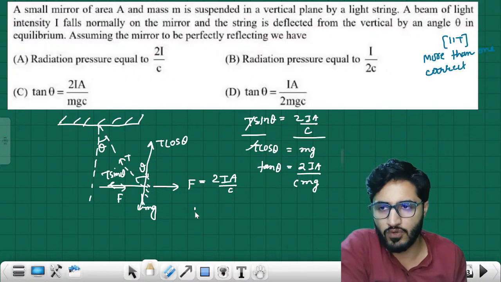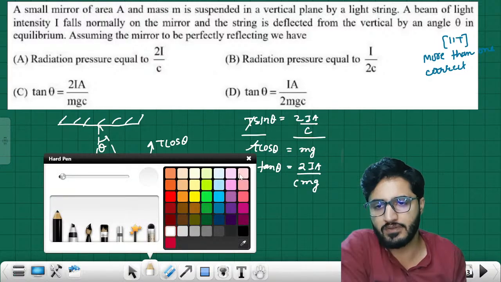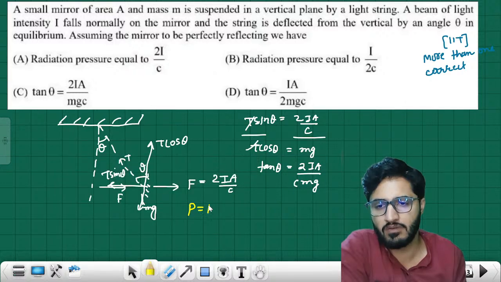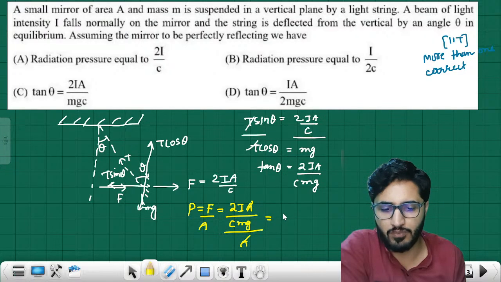So then what is force now? We have to find pressure now, not force. So what is pressure? Pressure is force per unit area. Force is 2IA divided by C, whole divided by area. A cancels out.